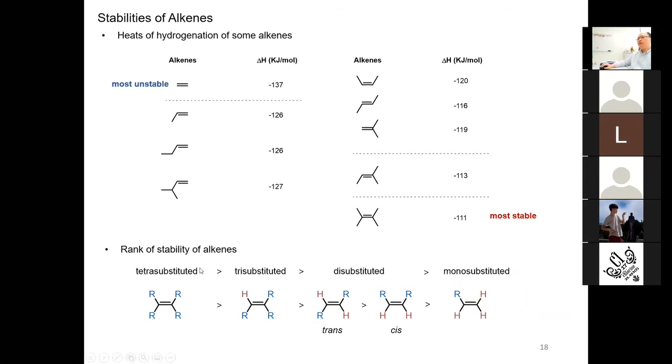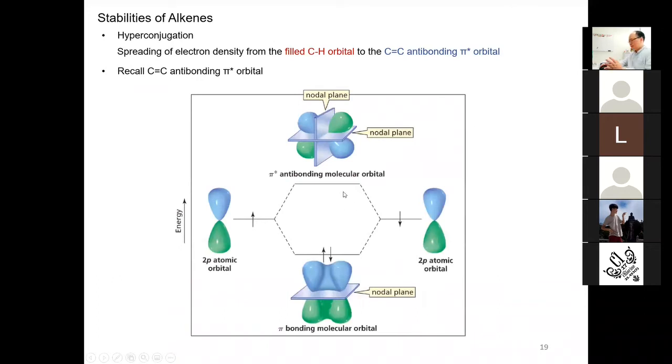So you may wonder, this olefin is so crowded. Why is this more stable than this very least crowded one? You can understand this comparison, but how do you explain that the tetra-substituted one is actually more stable than the mono-substituted one? So let's recall briefly what we learned, the molecular orbital description of the pi bond.